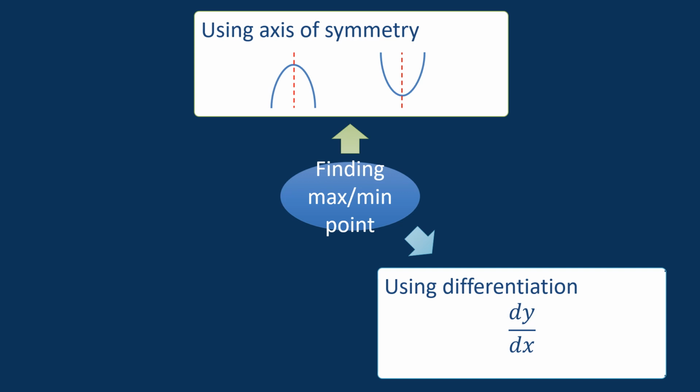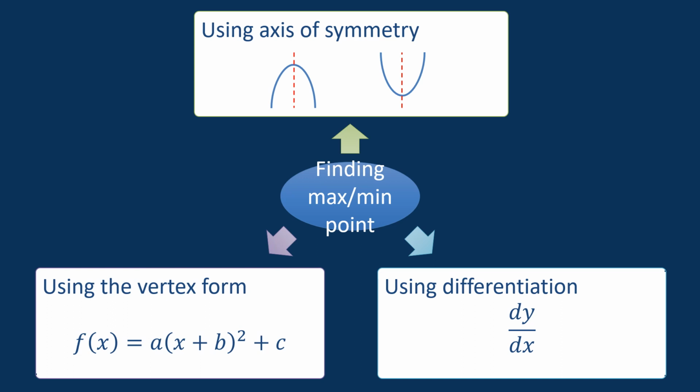Other than that, we can also use the quadratic function in the vertex form to find the maximum or minimum point. This is the vertex form of a quadratic function. In this video, we will discuss writing quadratic expressions in the vertex form and then use it to find the maximum or minimum point of the quadratic function.